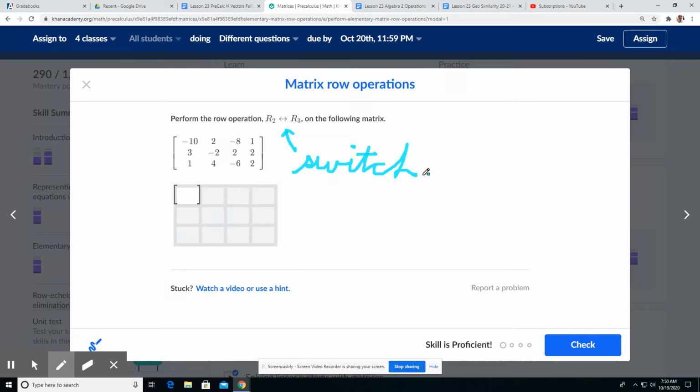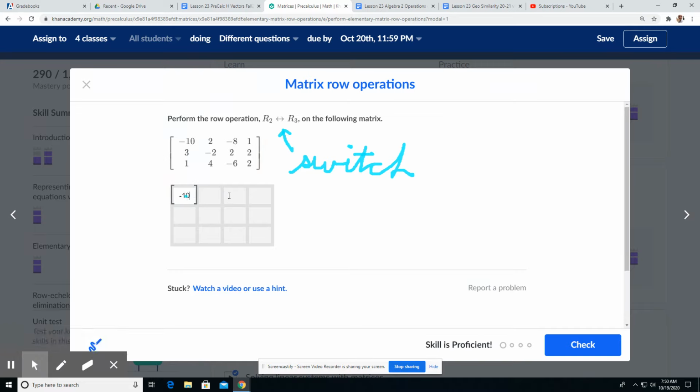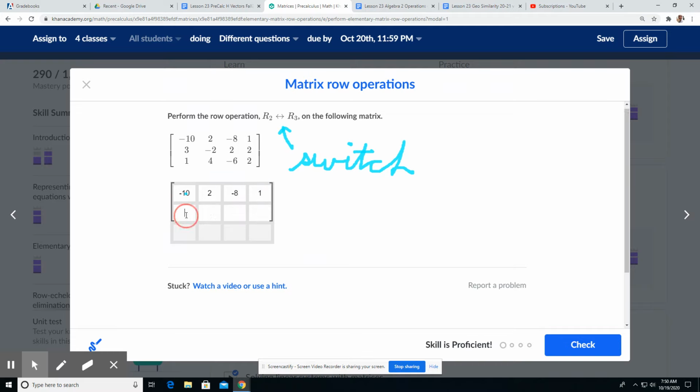So if you think about a system of equations, it doesn't matter which one's on top and which one's on bottom. And that's basically what we have here. We have a system of 3 equations, 3 unknowns, and we are just switching row 2 and row 3. So row 1 is unaffected, -10, 2, -8, and 1. And then these are flipped.